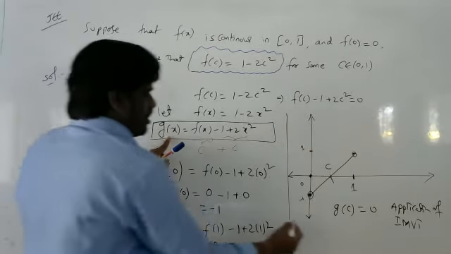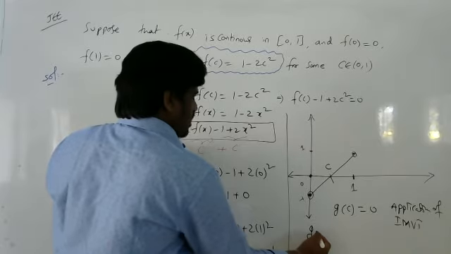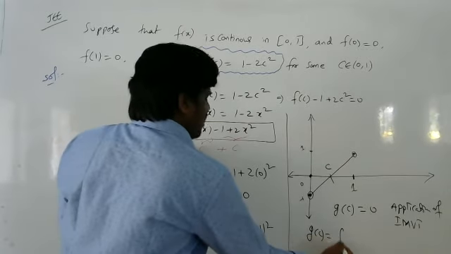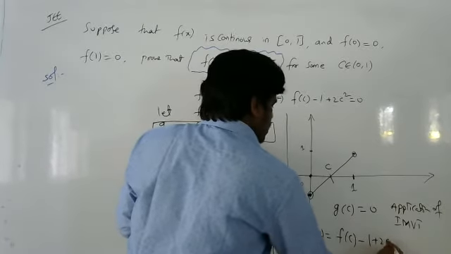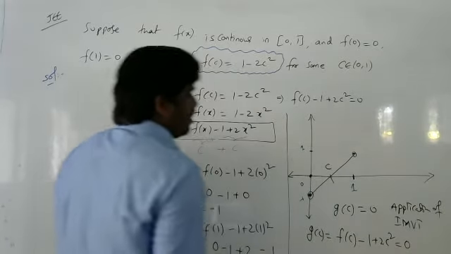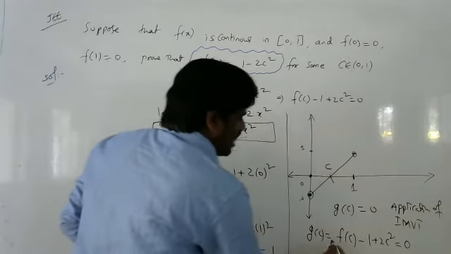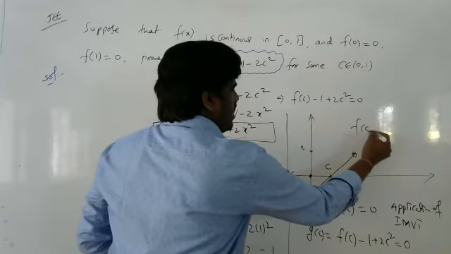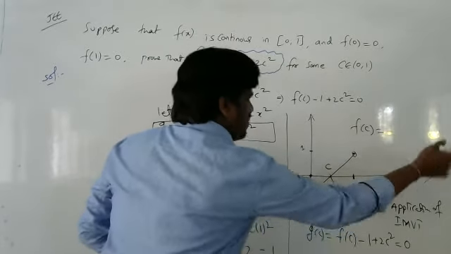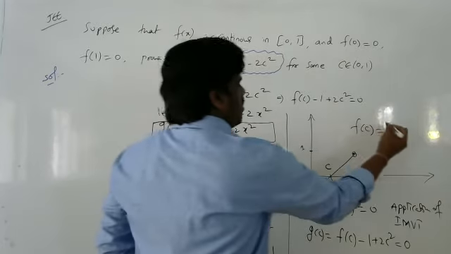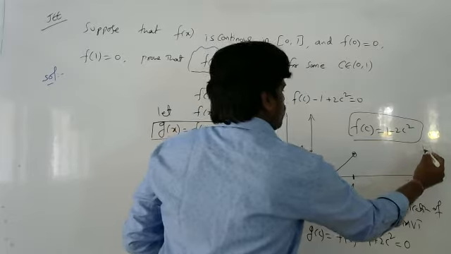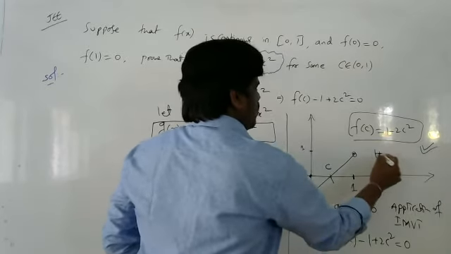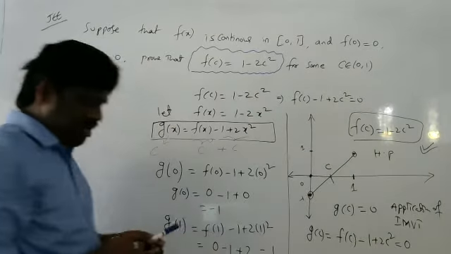G of c means what here? G of c is nothing but f of c minus 1 plus 2c square is equal to 0. It means if I send everything to that side, f of c equals 1 minus 2c square. Hence proved.